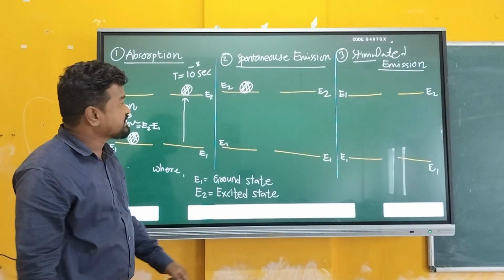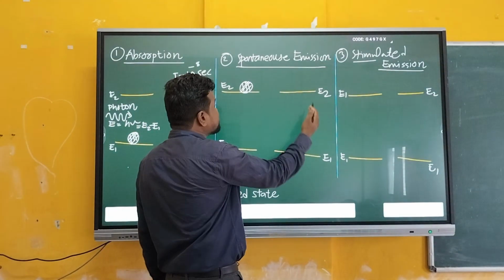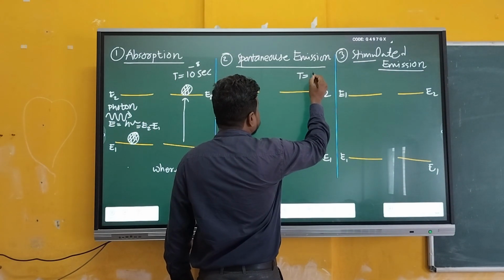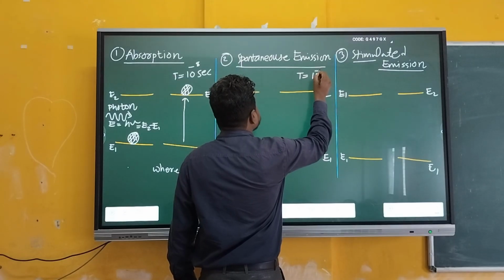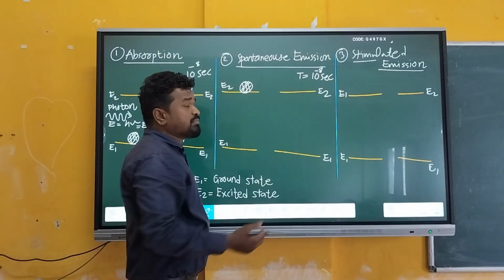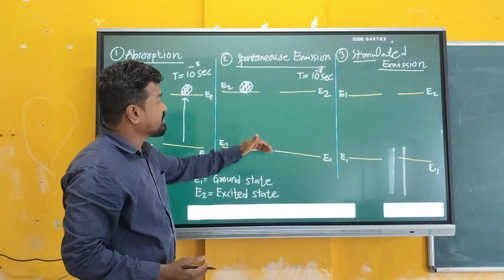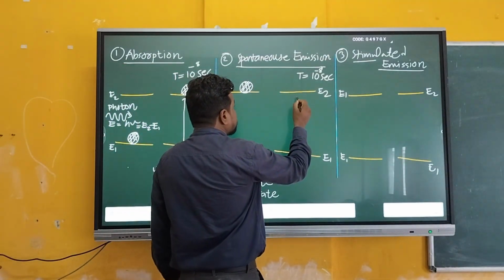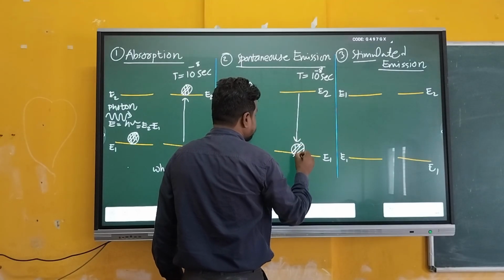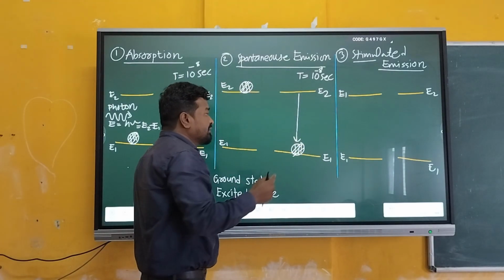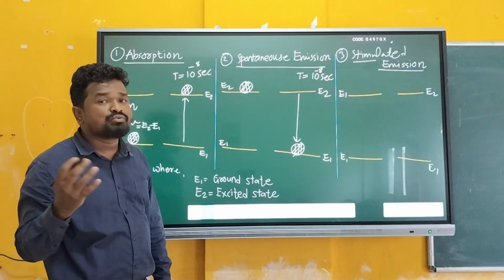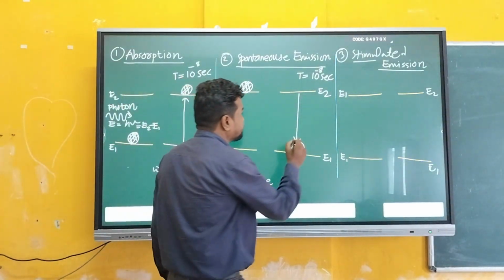So after the absorption, the electron is found at the excited state, and as I said, it will stay there for 10 raised to minus 8 seconds, for example. After finishing the lifetime of the excited state, it will come down to the ground state. So the electron comes down to the ground state, and while coming to the ground state, it will have to lose energy. It loses energy in the form of a photon.